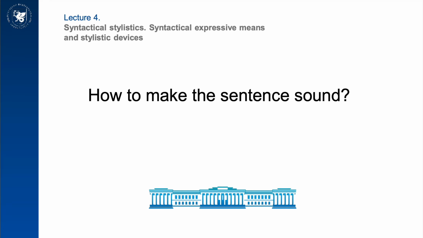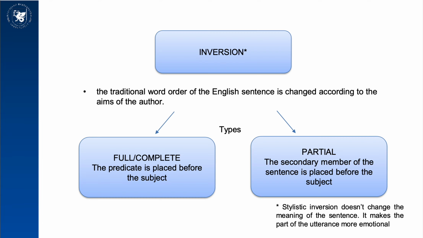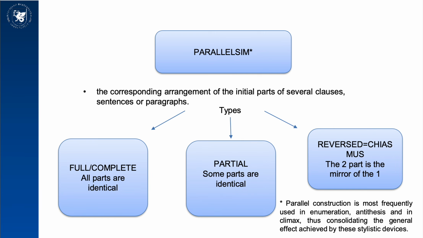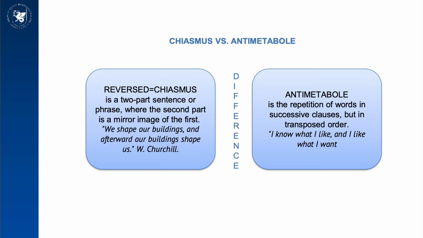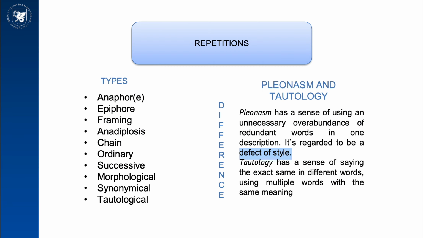Syntactical stylistics, syntactical expressive means and stylistic devices. You remember that we discussed what inversion is, and we discussed the types, like full and complete, partial. Also we talked about parallelism and discussed its types, like full and complete, partial, reversed, chiasmus, with examples. Okay, and also we highlighted the difference between chiasmus and antimetabole, repetitions.